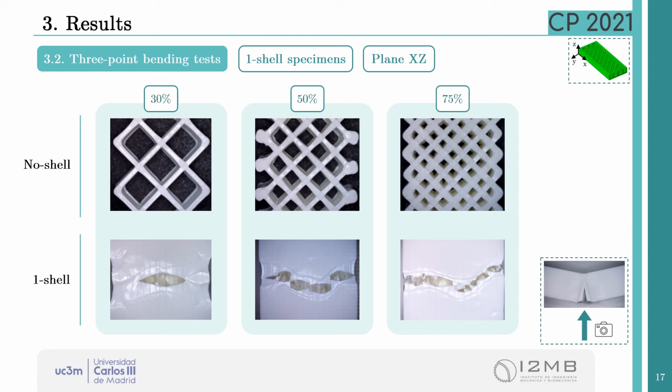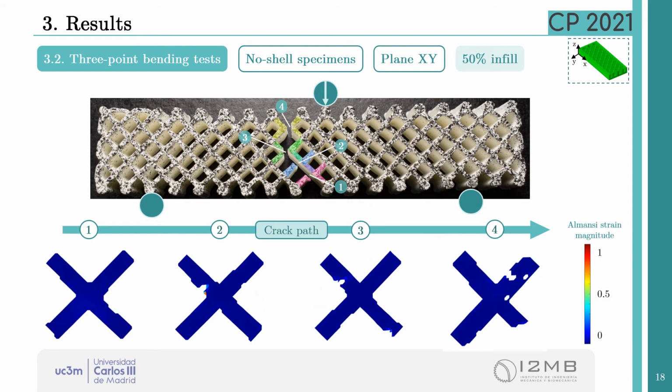It can be noticed that the inner pattern influences the crack path in the outer shell, following the empty spots of the grid. In order not to exceed the maximum time of the presentation, we will focus on the specimen with no shell and 50% infill density.